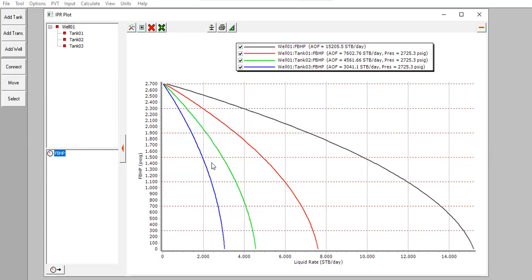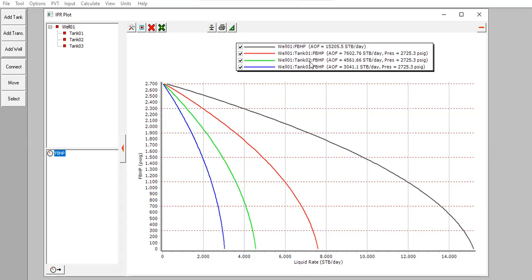All right, the red line comes from tank 1, the biggest IPR or the highest productivity index. The green line is tank 2, and the lowest productivity index is from tank 3. And if you combine all the IPRs from the tanks, you will get the black line. And we also now have the AOF, or absolute open flow or maximum flow rate, for each tank and for the combination.